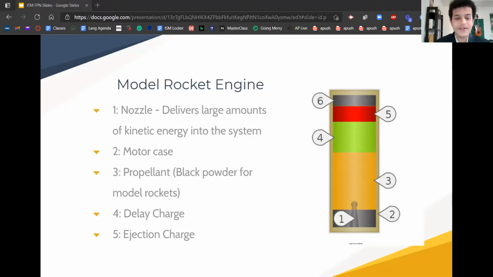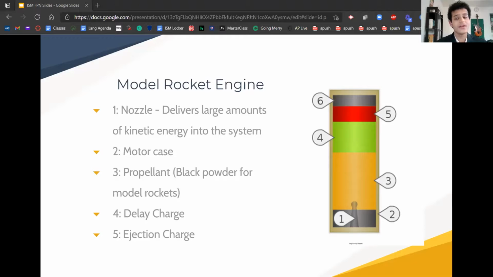The number 4, the green portion, is the delay charge. The delay charge is essentially there to have a gap between the ejection charge, which I'll talk about later, and the propellant. This is there to ensure that the parachute of the rocket does not deploy immediately after the propellant runs out, because in that case, the parachute would deploy when the rocket is on its way up, and we don't really want that.